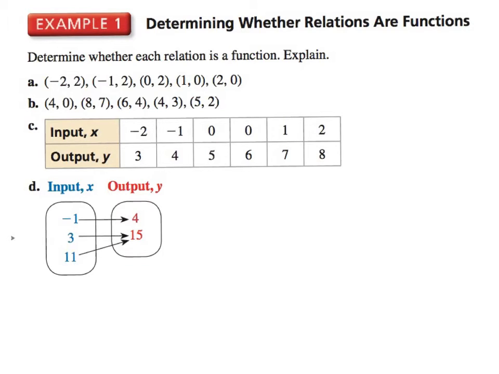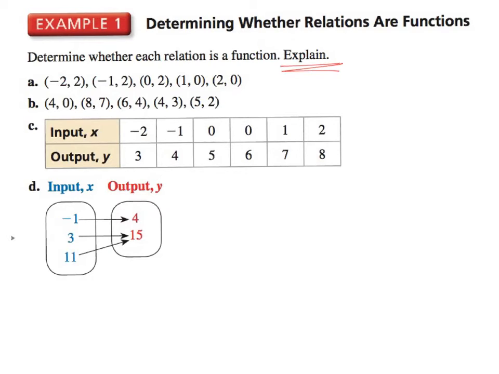So let's look here. -2 goes to 2. -1 goes to 2. 0 goes to 2. 1 goes to 0 and 2 goes to 0. What we want to look for is if the x values repeat themselves. If we look at the x values, no x value repeats itself, which means no x value goes to more than one output.